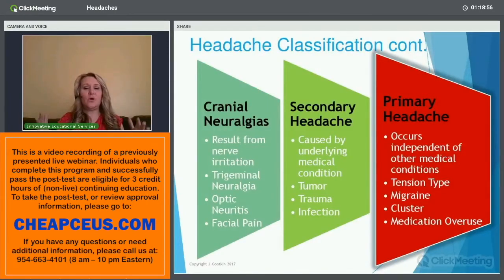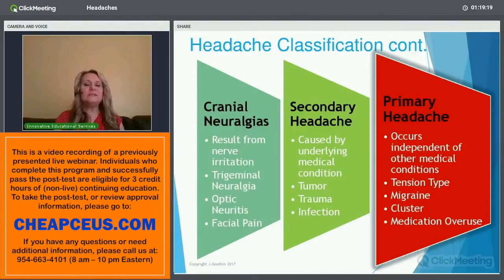And three of the broad classifications that they start with are cranial neuralgias, secondary headache, and primary headache. Cranial neuralgias are a specific type of headache that result from nerve irritation of either the optic or the trigeminal nerve, and it results in specific facial pain. That's a different diagnosis than what we're discussing today.